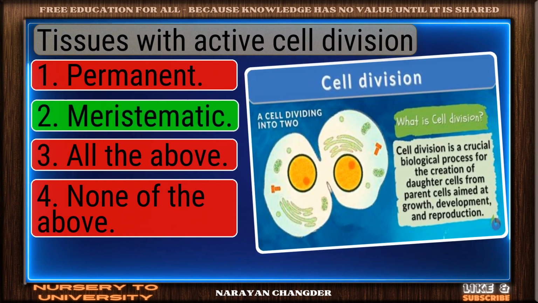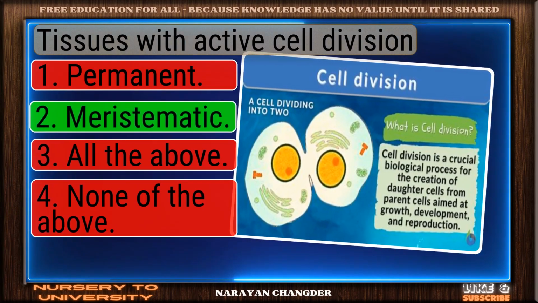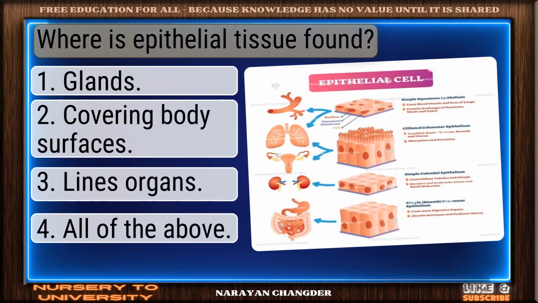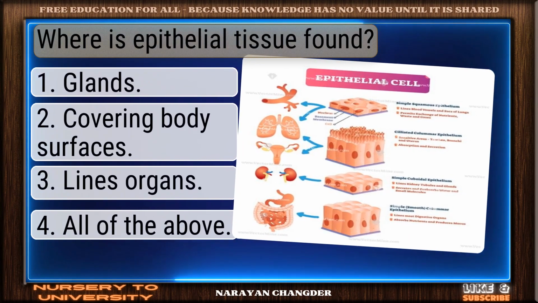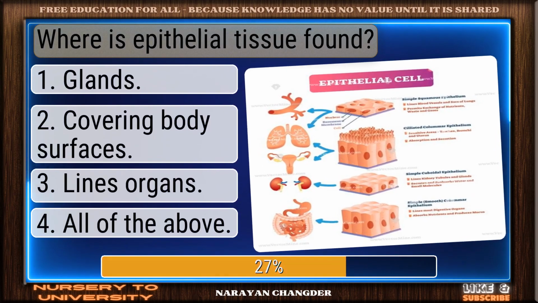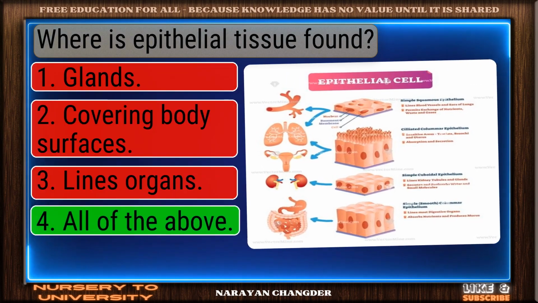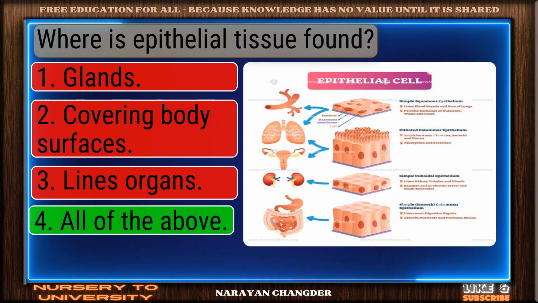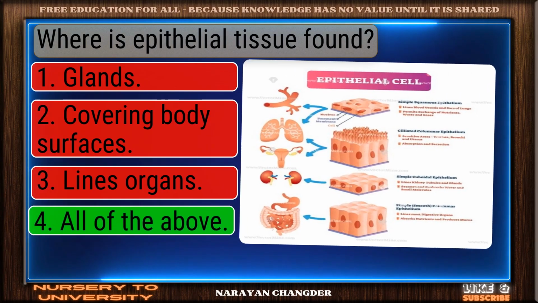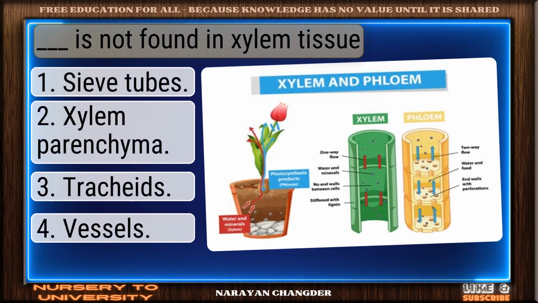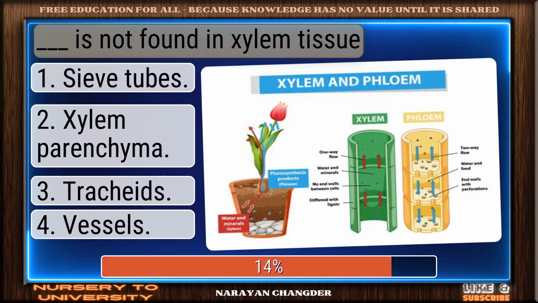Solid response. Meristematic is a valid choice. Question number 96. Where is epithelial tissue found? Smart move. All of the above is an accurate answer. Question number 97. Dash is not found in xylem tissue.